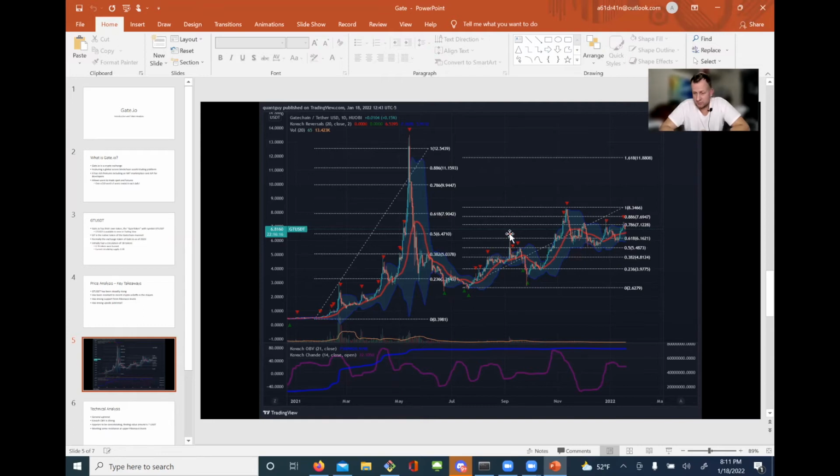As we see, we do appear to be making an attempt to go back up to that relative high there at 8.34. As we see, we're starting to see some resistance here from some of the Fibonacci levels in between.